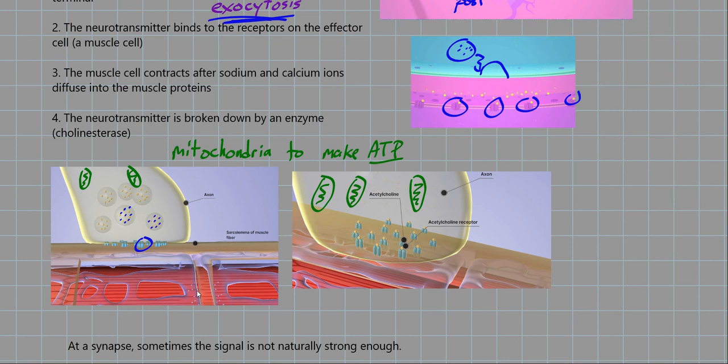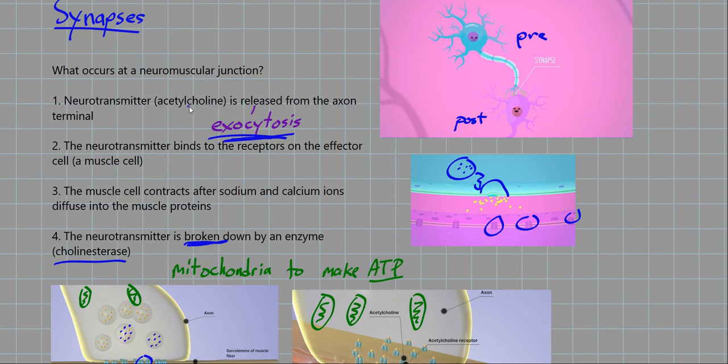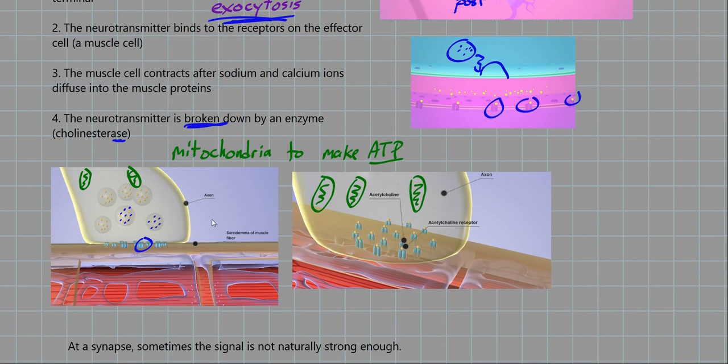But there needs to be a stop to this. Once these neurotransmitters are on the receptor, they're going to sit there forever, which is not great because otherwise you're going to get a signal that doesn't end. You're going to get a muscle that contracts forever. So they have to get broken down. The neurotransmitters are disposed of by an enzyme. In this case, it's cholinesterase to break down acetylcholine. ASE is the enzyme ending. And that's the normal way of things.